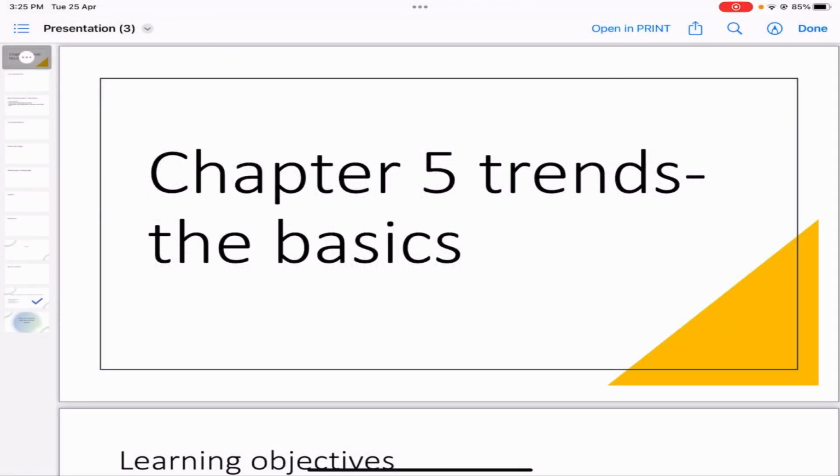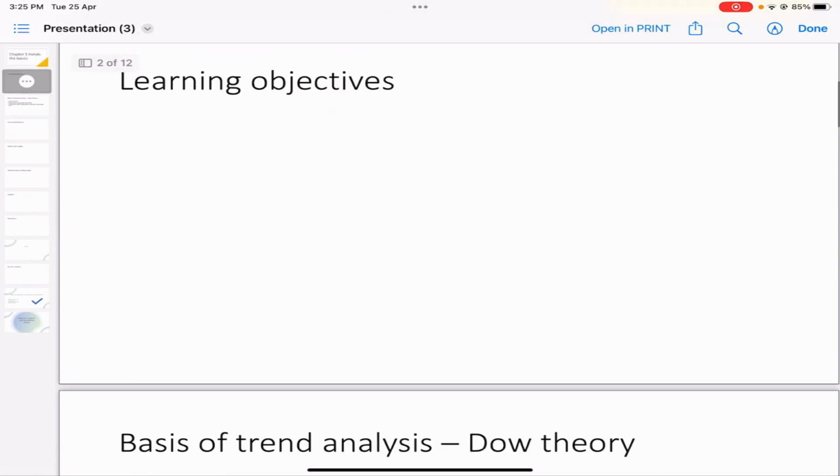Hello everybody. In this video we will be starting with chapter 5 of CMT Level 1, which is of section number 2, charts, trends and patterns. So we'll be beginning with chapter number 5, trends, the basics. Here we are going to learn about what a trend is and what the basics of the trend are, even though we have started with it earlier.